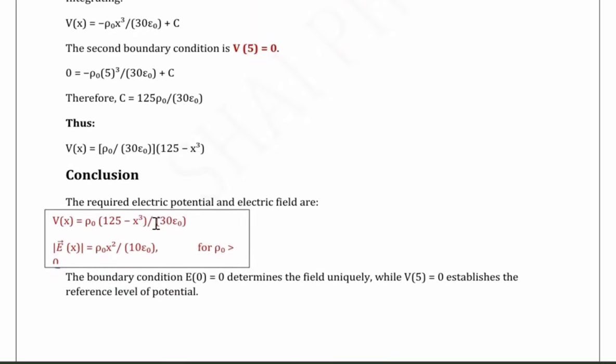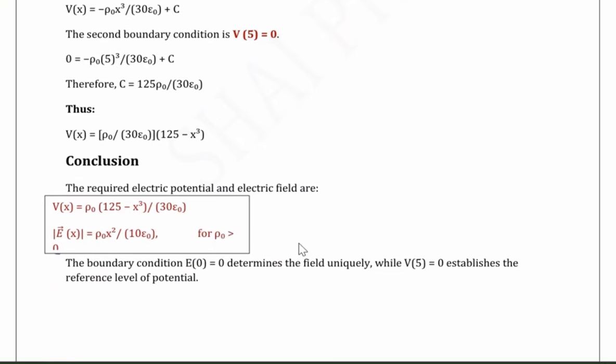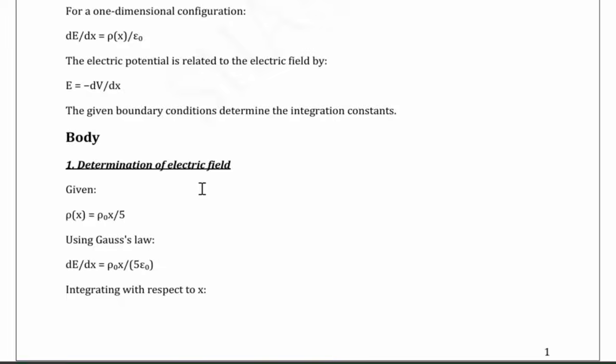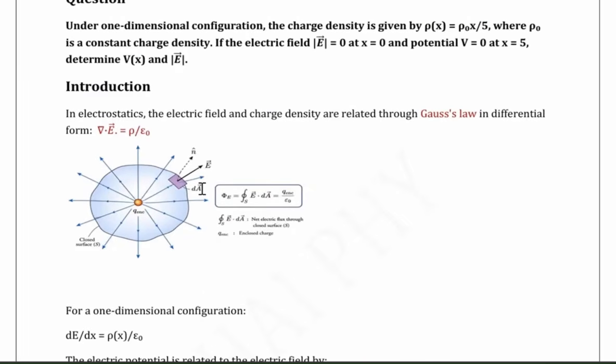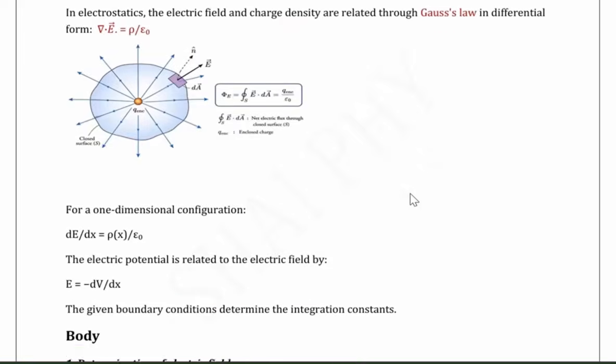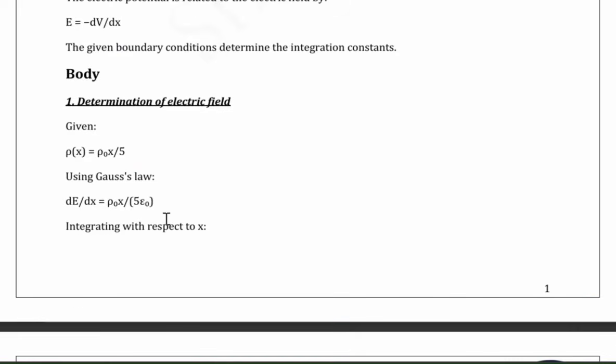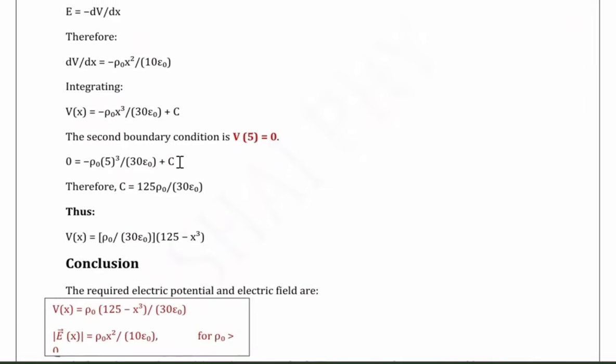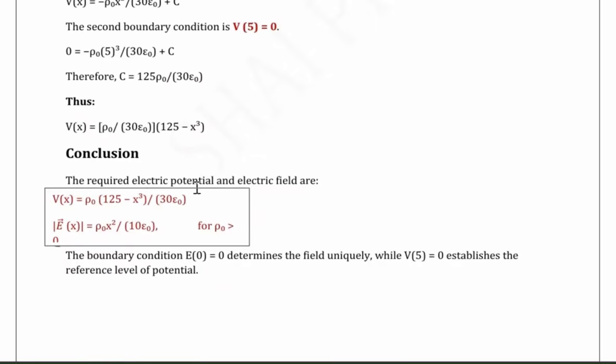And the conclusion is that this is the potential, this is the field, where the volume charge density rho naught is greater than 0. So this is what we are going to have in the whole PDF, a pattern where we have an introduction, some kind of figure, we highlight the important things, and we have the body defining all the steps and going to the conclusion.